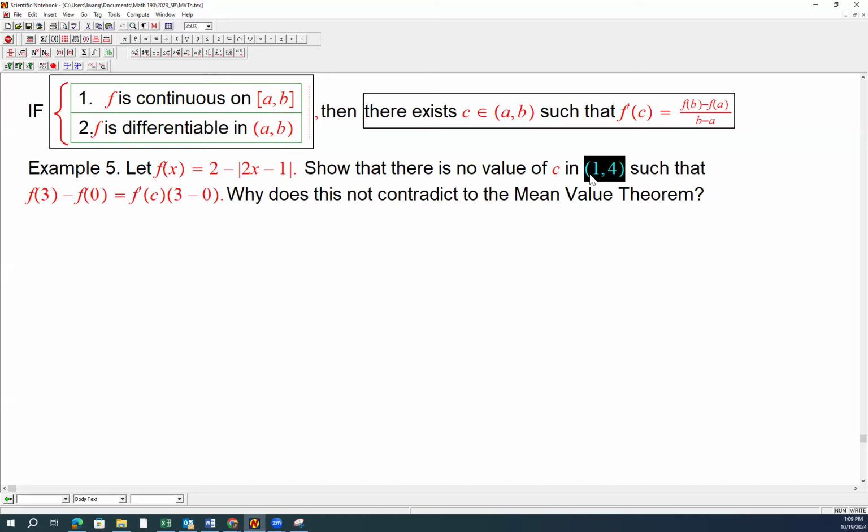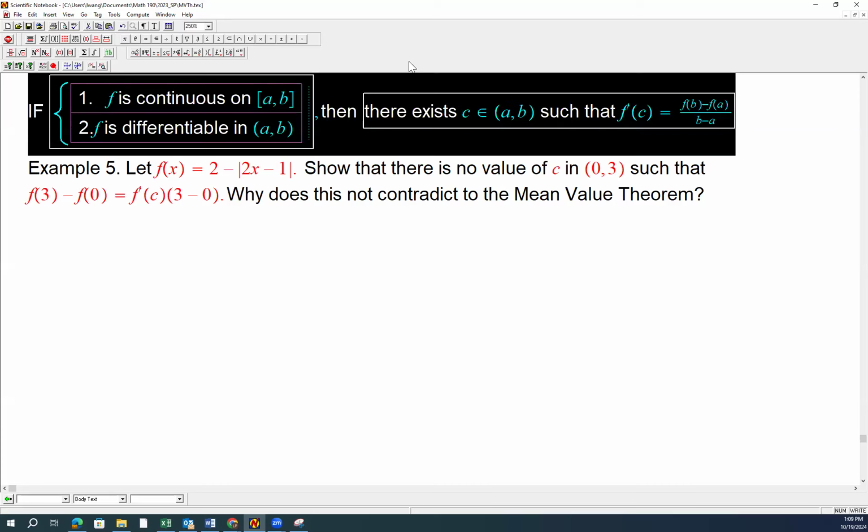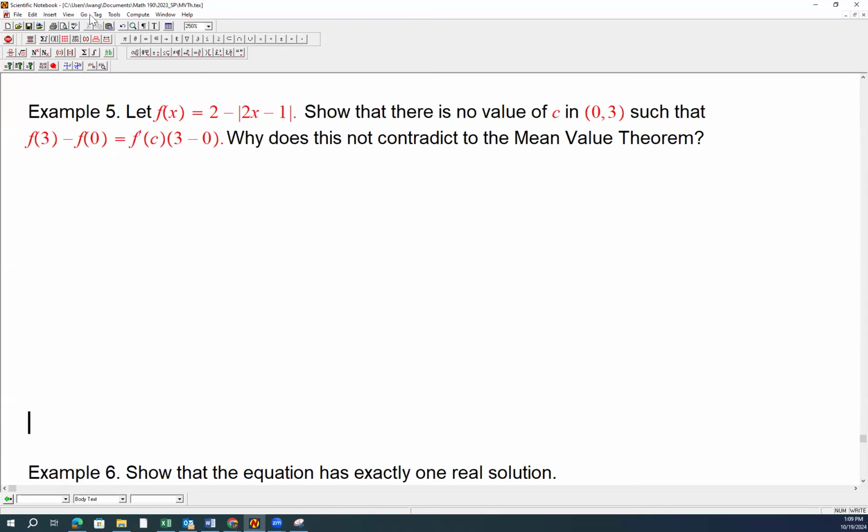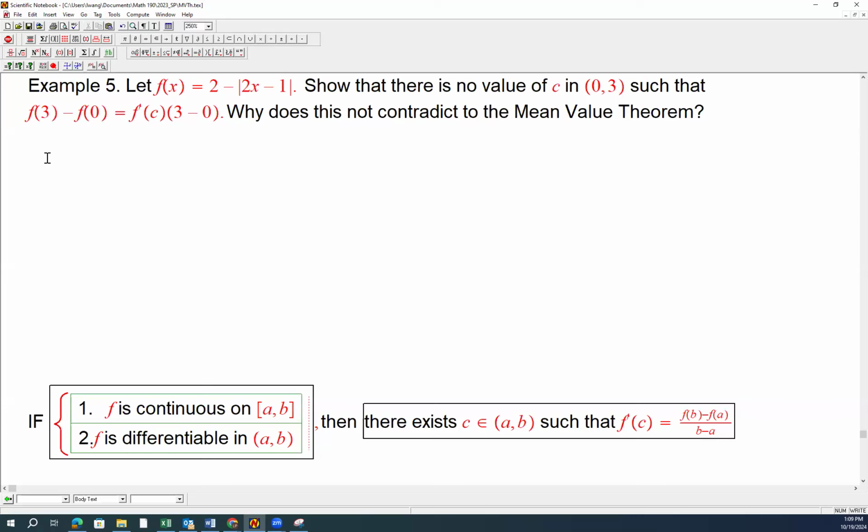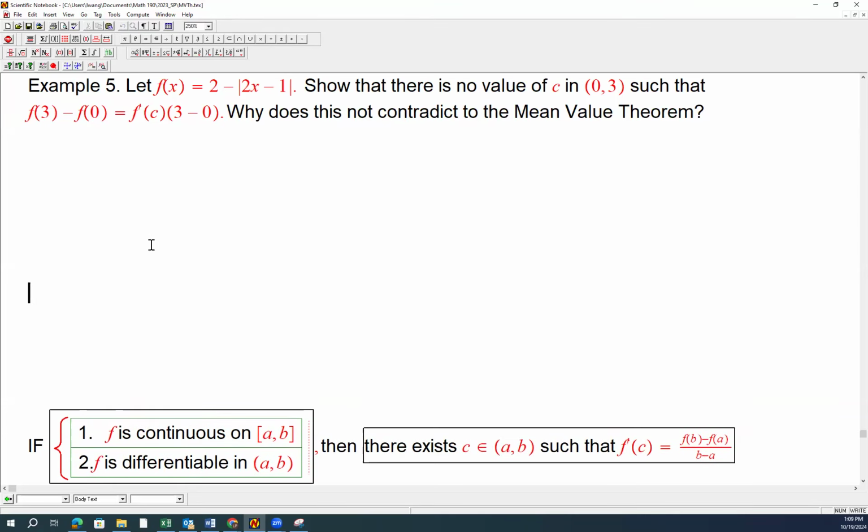So let me just quickly double check. I think the interval I put in there is wrong. It should be 0, 3. All right, 0, 3. Because it gives us a hint here. So I'm going to put the theorem right here for our convenience. And so here we've got space to work.